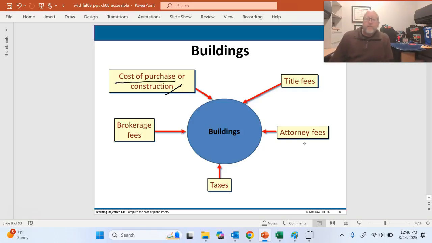And then we have title fees. We want to make sure that the person selling us the building is the rightful owner, right? There's going to be transaction fees.